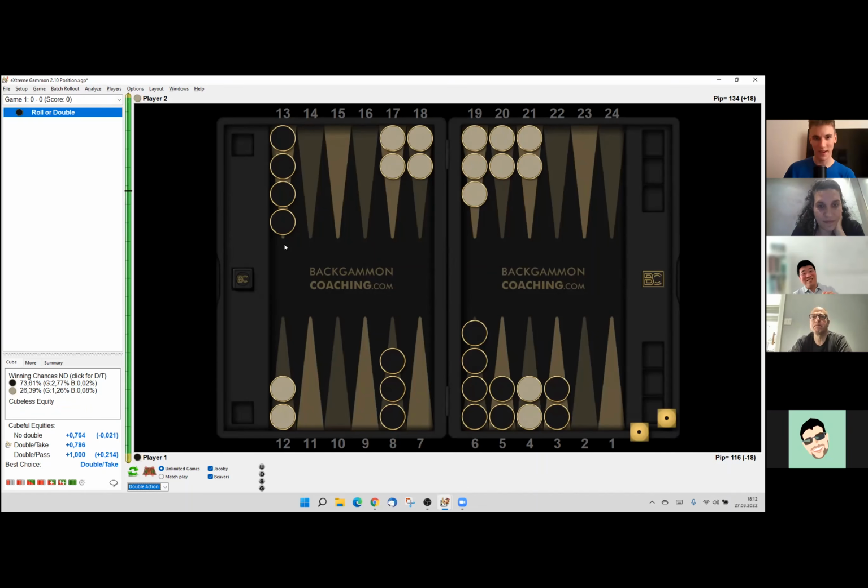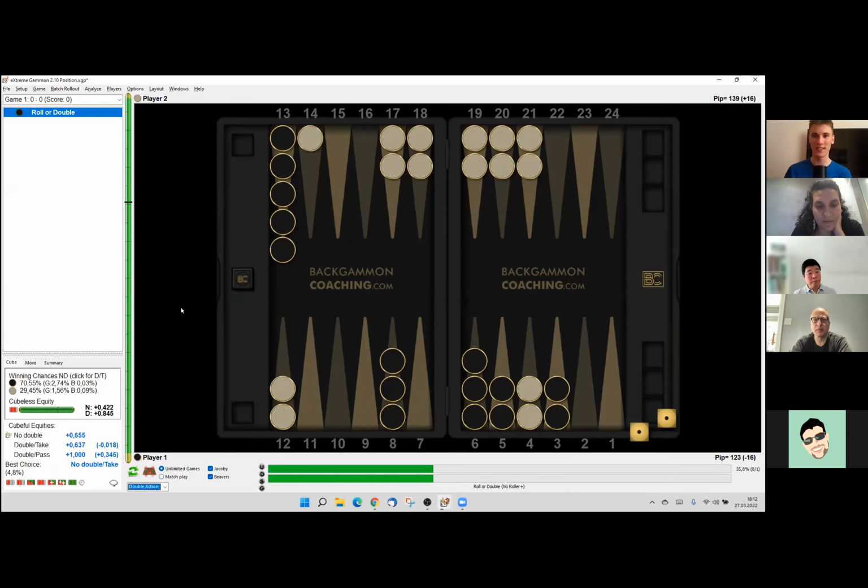What if I show you this position? Could anyone tell me why this is not a double? What did I change? Could anyone see the change? Because I just said that when I'm 15 pips or more up, it should be a double. So why do you think this is not a double? Could anyone tell me? Or would you like me to reveal?